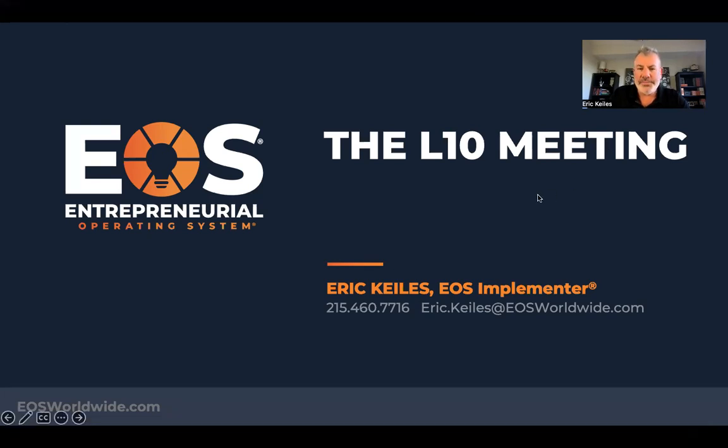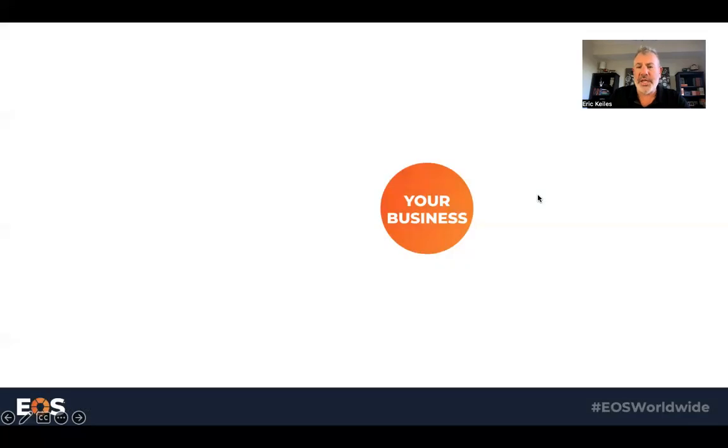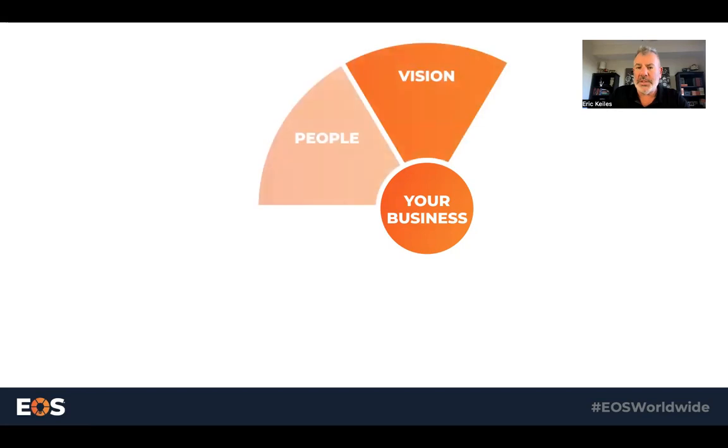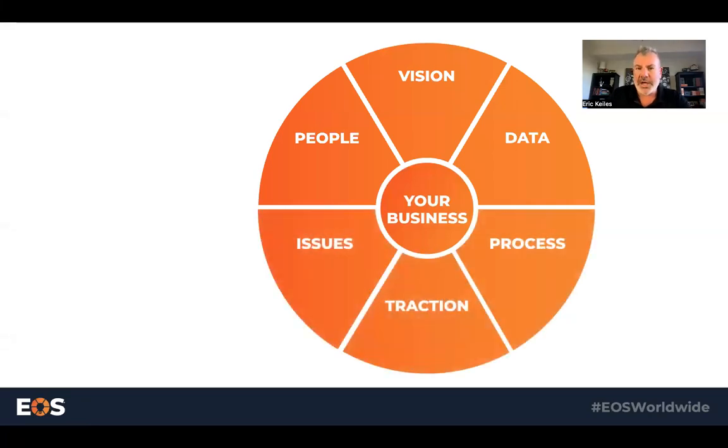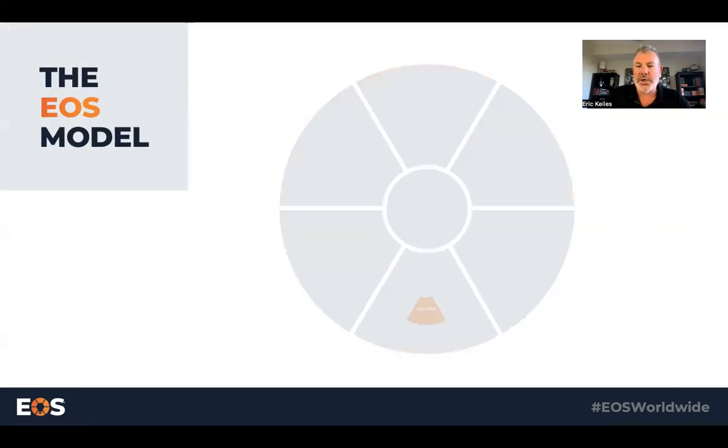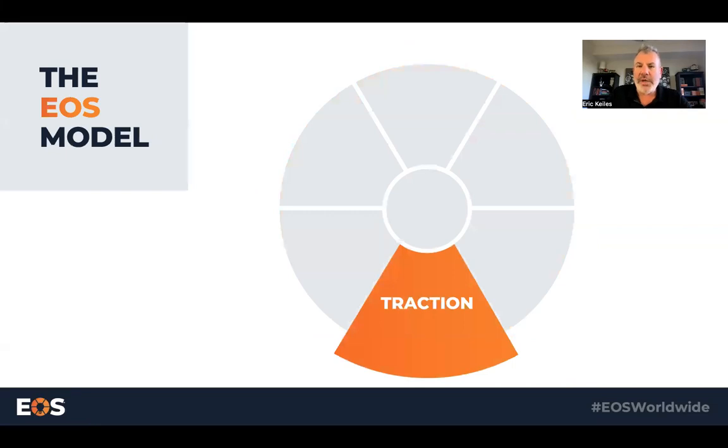Let's dive right in. The first thing you have to understand is that this is one of the six key components. We're talking about your business, and the six key components that we agree to work on to get 80% proficient are vision, people, and data at the top, issues, process, and traction down below. We'll go into some of these other slices of the pie in other episodes, but today we're going to focus on traction. When you have a great vision, you have to bring it down to ground level, and traction is the day-to-day activities that we're doing in order to get to that vision.